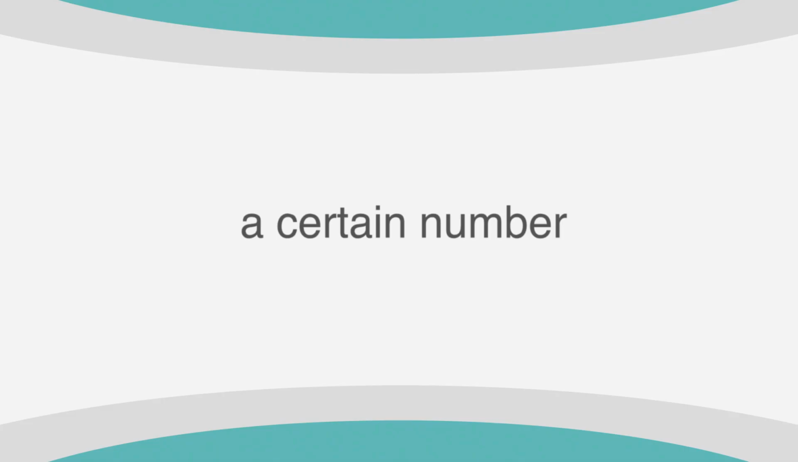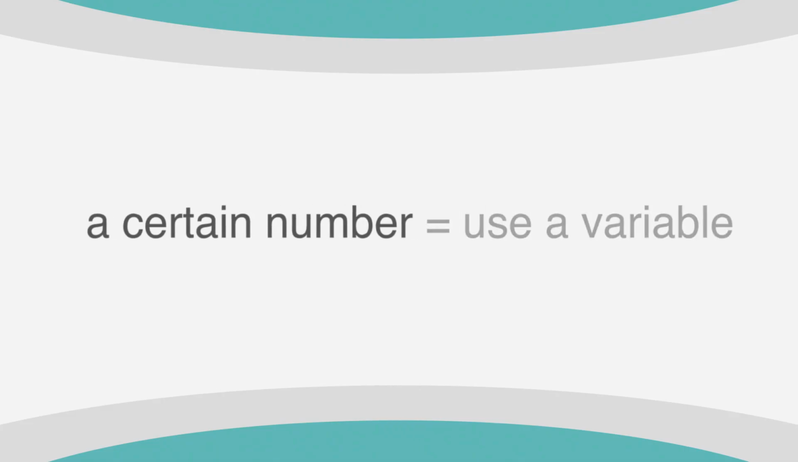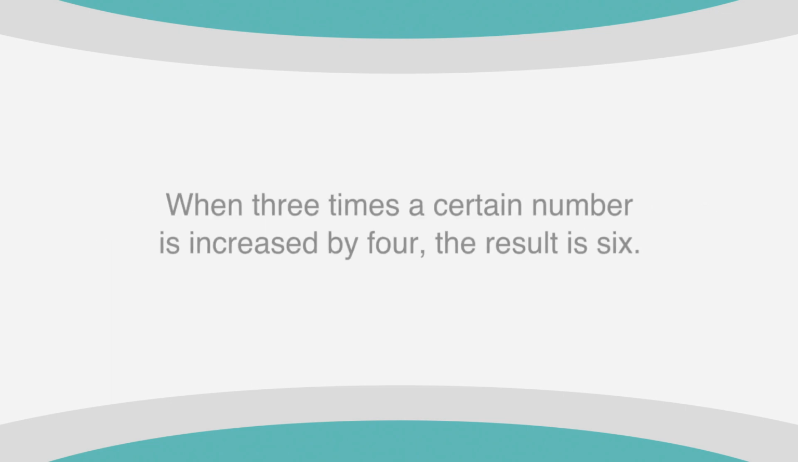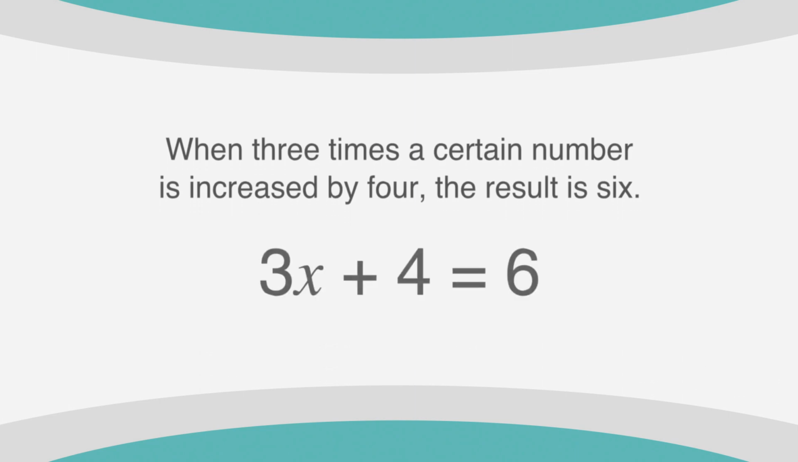There are 2 more sets of signal words to go over with you before we go through a problem together. When you see the phrase a certain number, we can use a variable. The sentence, when 3 times a certain number is increased by 4, the result is 6, can be rewritten as the equation 3x plus 4 equals 6.